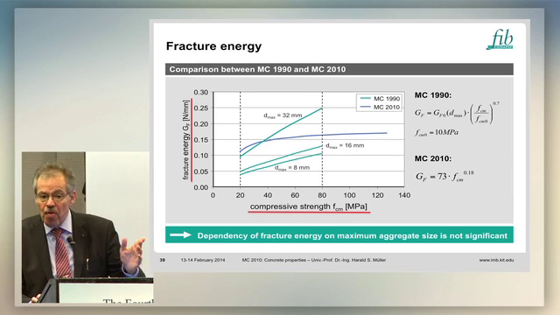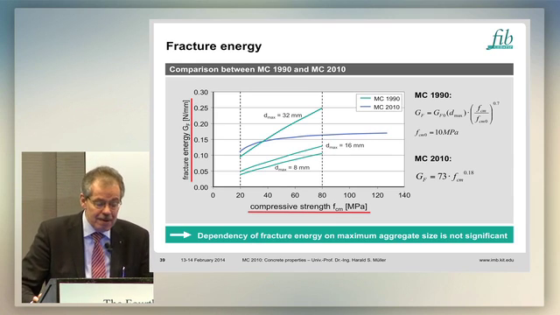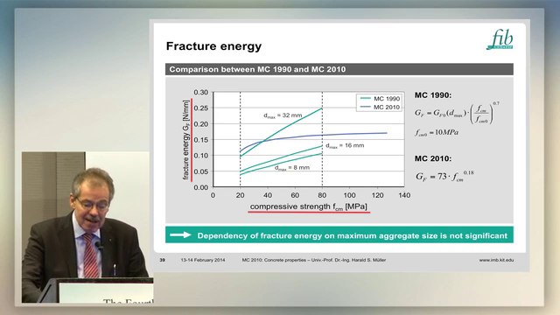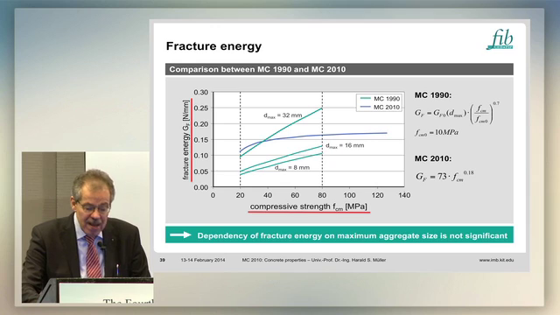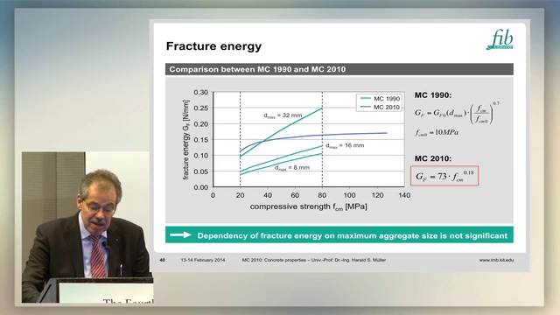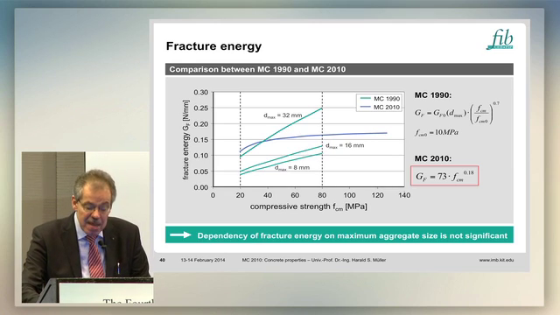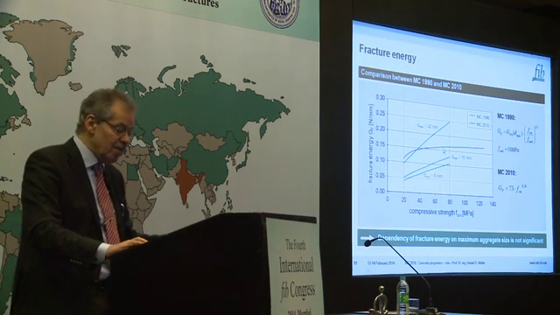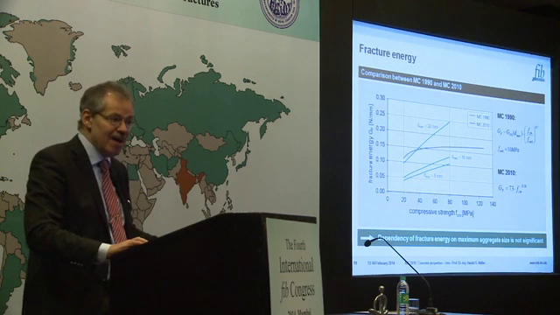Now we have much more results on fracture energy, and we found that this dependency on the aggregate size is no longer right. And therefore, we dropped it, and we only have now one relation. You have it here on the right-hand side, this relation from where you can calculate the fracture energy GF simply from the mean compressive strength. This makes a big difference for calculations, which was only found by Dr.